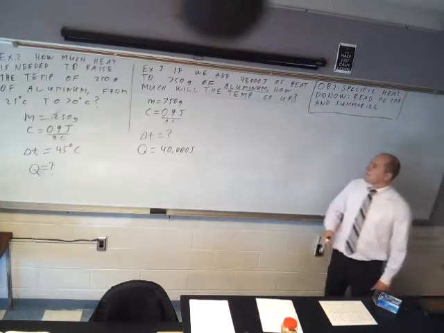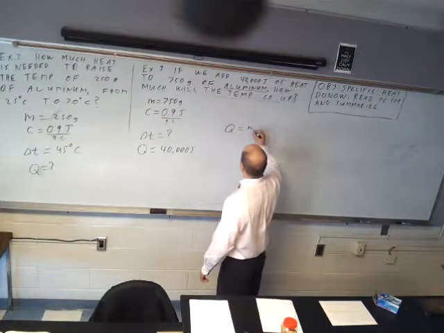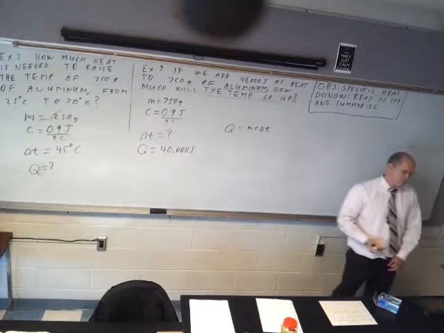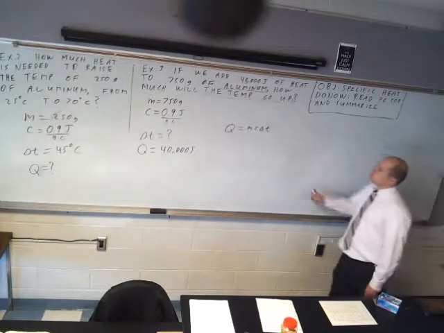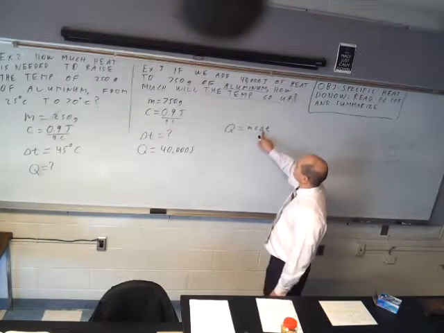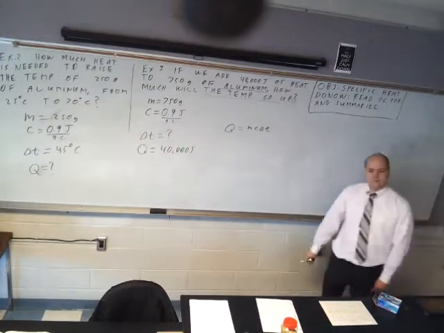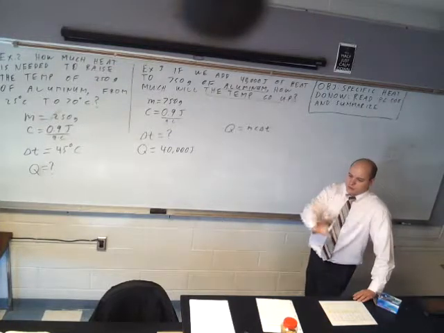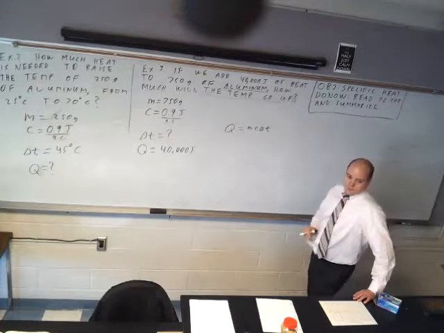Okay. Now we write our equation down. Q equals MC delta T. And what do we have to solve for? Delta T, because that's what we're asked. How much does the temperature change? So how do we solve this equation for delta T? Nope, we're not gonna plug in numbers. We want to solve algebraically first.